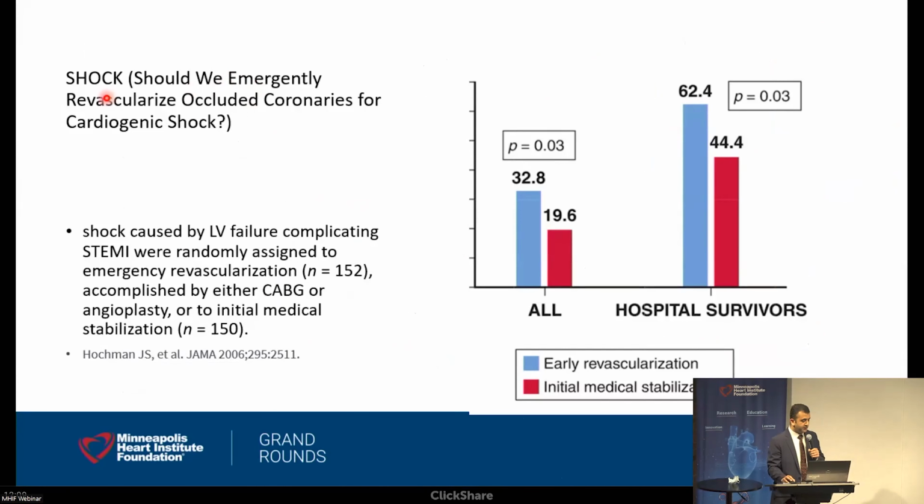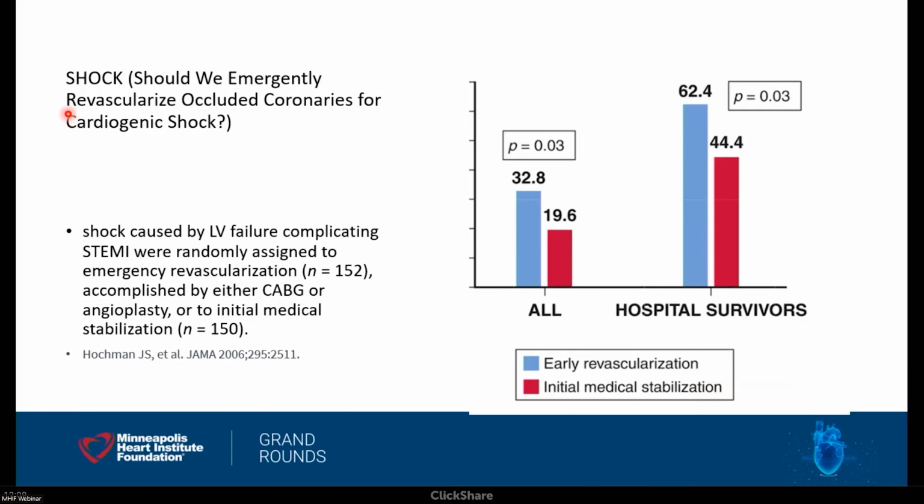One of the first landmark trials for cardiogenic shock in STEMI patients was the SHOCK trial, which basically divided patients into immediate revascularization with either PCI or CABG versus initial medical stabilization. This is survival at 6 years. You can see that the survival in the early revascularization group is much better compared to the patients who just received medical stabilization. Although these survival numbers are still very poor, even in this sick patient population revascularization will help, and it was statistically significant.